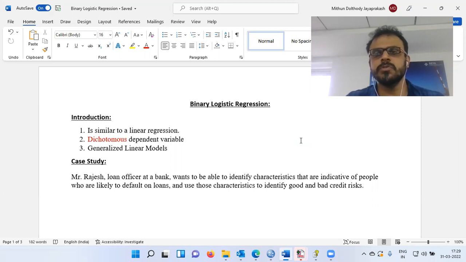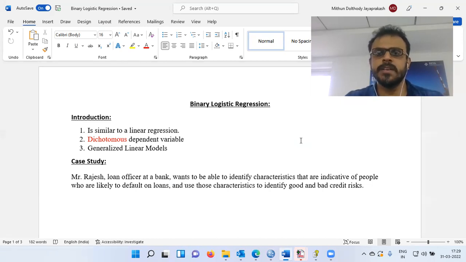So three important points: supervised learning technique. It is very similar to a linear regression model. It is well suited when you want to model a dichotomous dependent variable. And thirdly, it is part of what is described as generalized linear models.